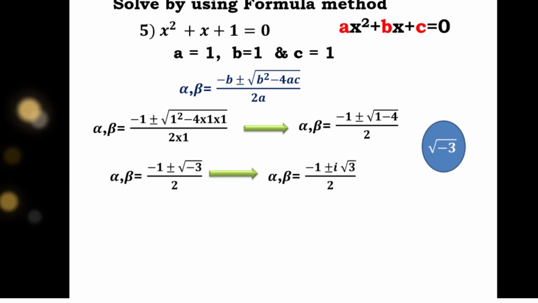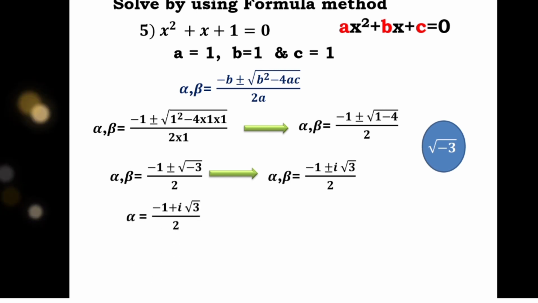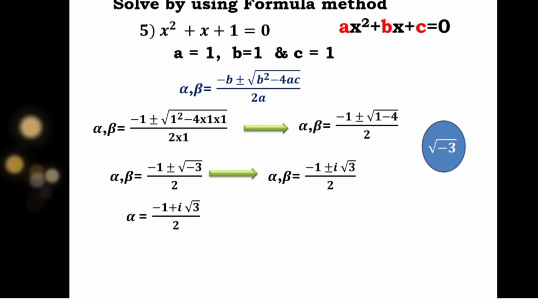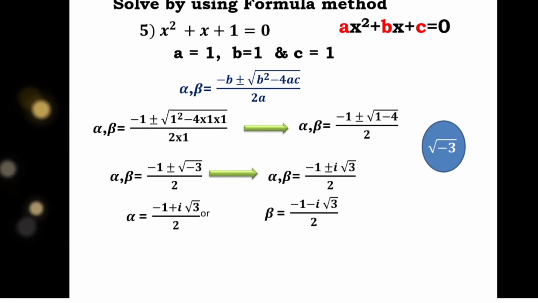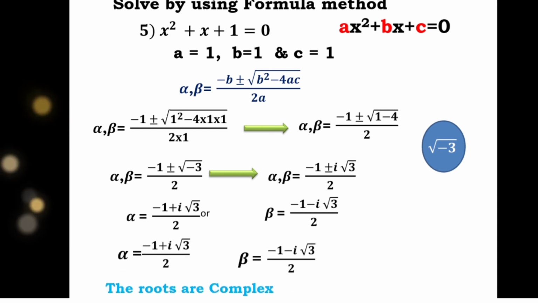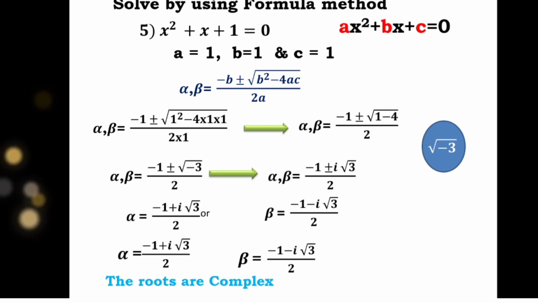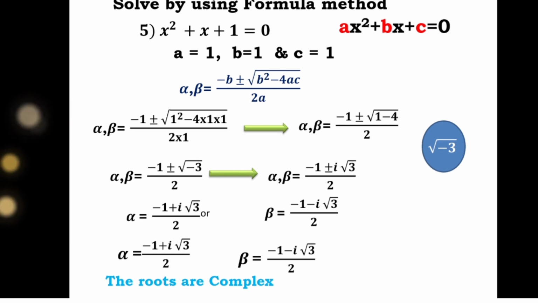So it will become alpha comma beta equals minus 1 plus or minus i times root 3, divided by 2. What is i root 3? It will be an imaginary number, not a real number. Therefore you get alpha and beta by separating out the equation with plus or minus sign. For alpha you take plus, and for beta you take minus i times root 3. That's all. So these roots are not real roots. These are the two roots. So we write that the roots are not real numbers, so we call them complex. The roots are complex. I hope you understood all 5 problems.